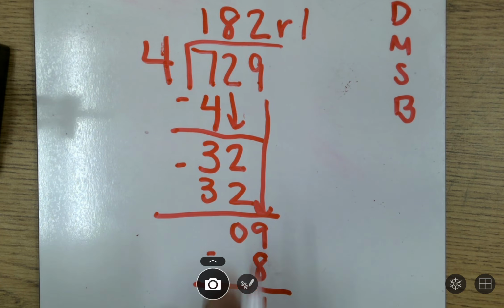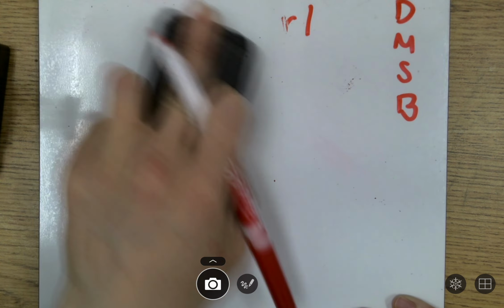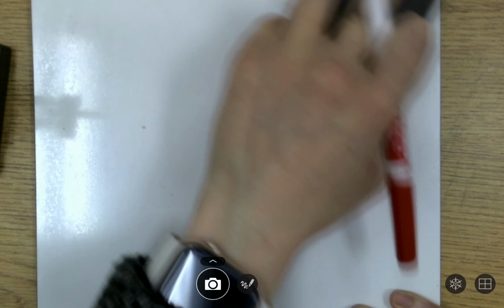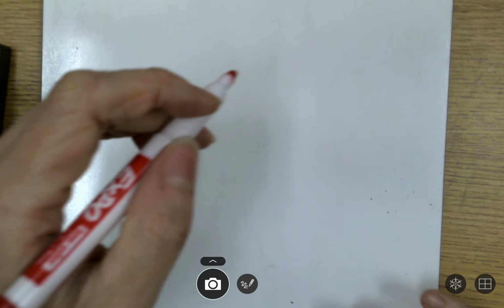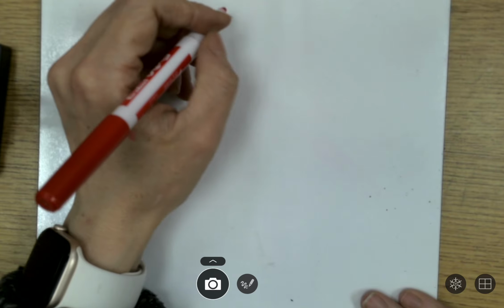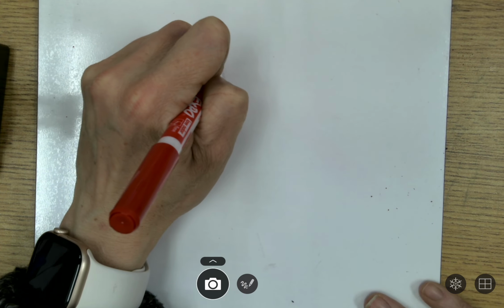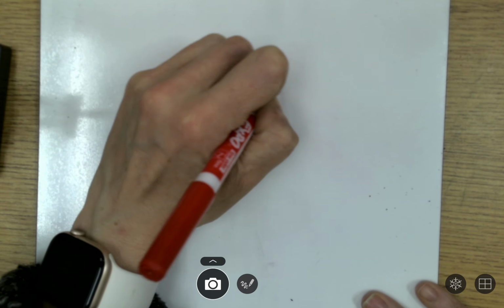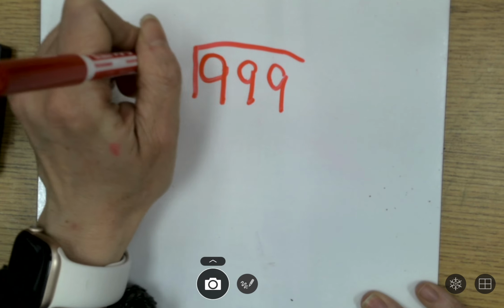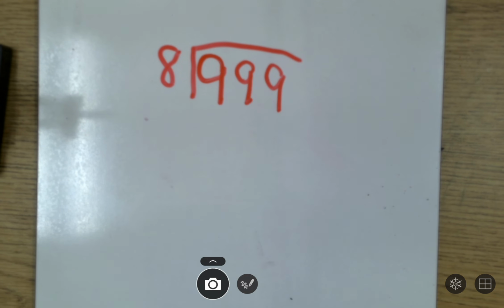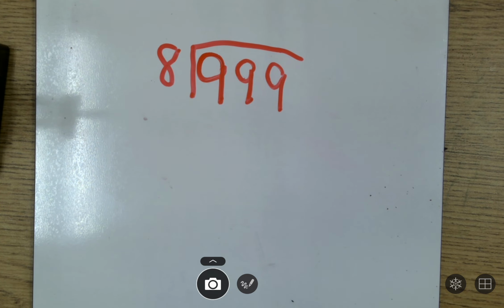I'm going to leave you with one more problem to do on your own. And I'm going to give you the answer to it, but I'm not going to solve it. You're just going to see if you got the right answer. Let's do 999 divided by 8. Pause the video.